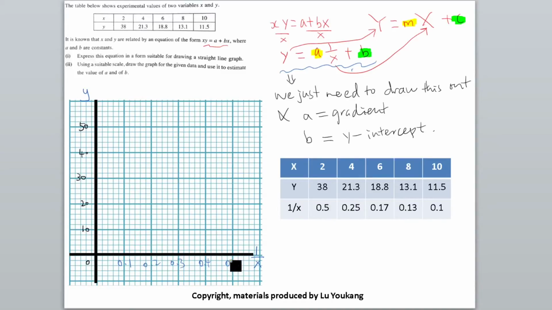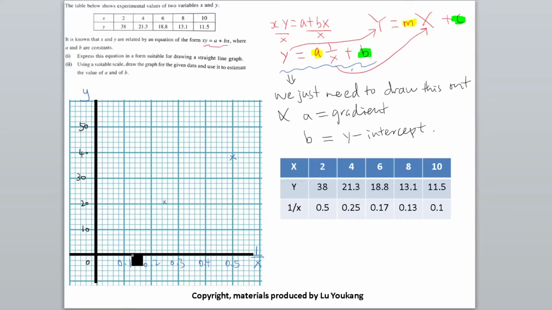So without further ado, when our 1 over x is 0.5, our y equals 38. I have marked 1 point. And when our 1 over x is 0.25, our y equals 21.3. And I have marked it as well.